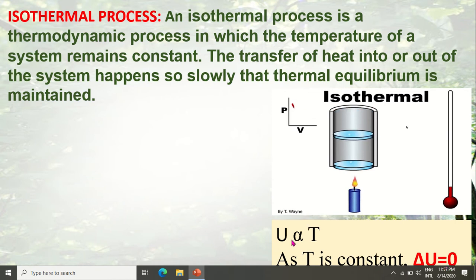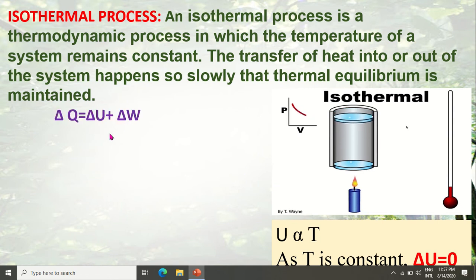That internal energy is proportional to the temperature means that when temperature is increasing, internal energy also will be increasing. If temperature is decreased, then internal energy also will be decreased. But there is no change of temperature. Temperature is constant. So del U will be 0.